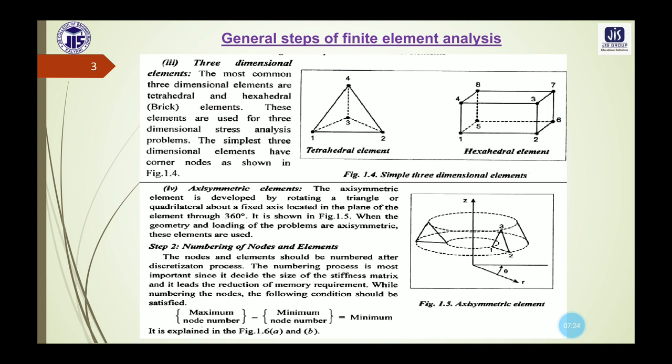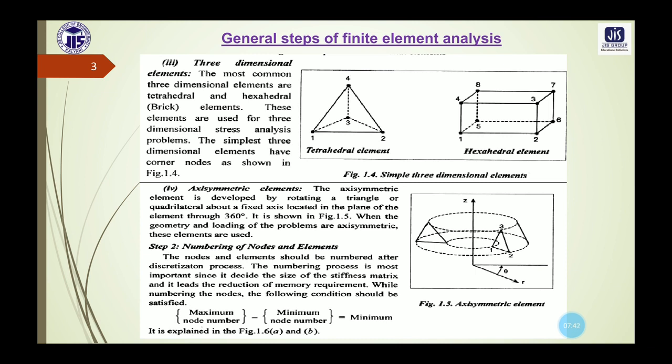Now after the first step, that is after the discretization process, the numbering of the nodes and elements should be there. Now the numbering process is actually most important since it decides the size of the stiffness matrix and it leads to the reduction of memory requirement.